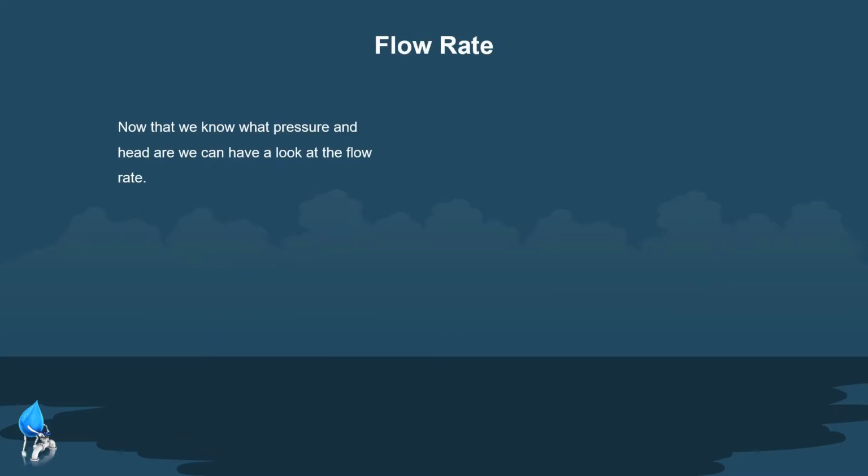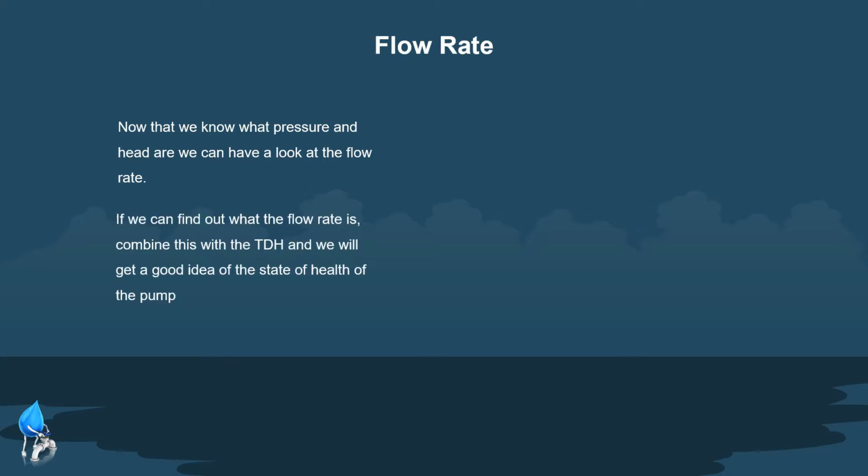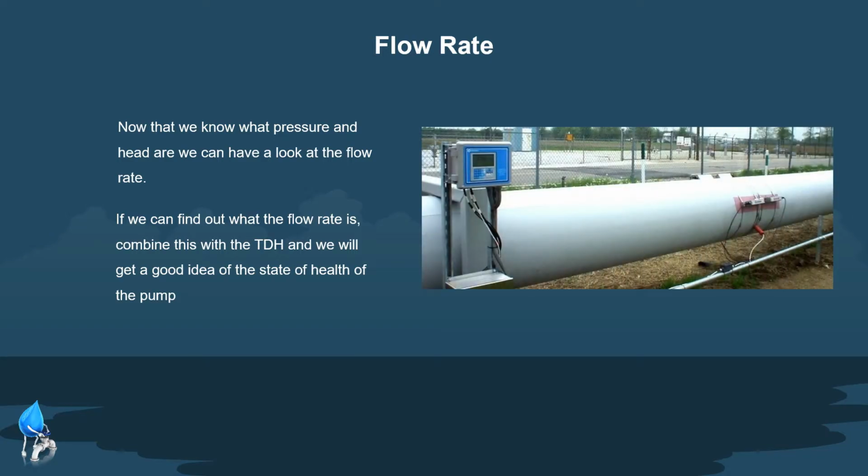Now that we know what pressure and head are, we can have a look at the flow rate. If we can find out what the flow rate is, combine this with the total dynamic head, and we will get a good idea of the state of the health of the pump. Flow rate is the volume of liquid that is able to pass within a unit of time. The flow rate depends on the area of the pipe or channel that the liquid is moving through and the velocity of the liquid. This is measured in cubic meters per second or liters per second.